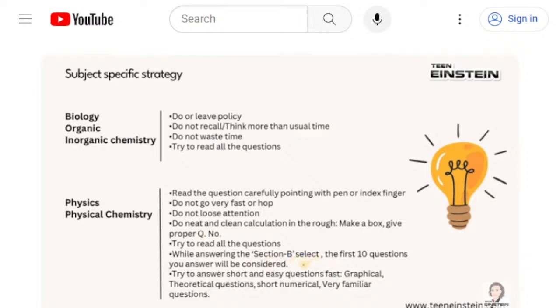While answering section B, the first 10 questions you attempt will be considered for evaluation. So be careful. You should choose the short and easy questions like graphical questions and short numerical questions which you are very familiar with. Thereafter you choose the tough questions or lengthy questions. So this strategy may help you to score better.